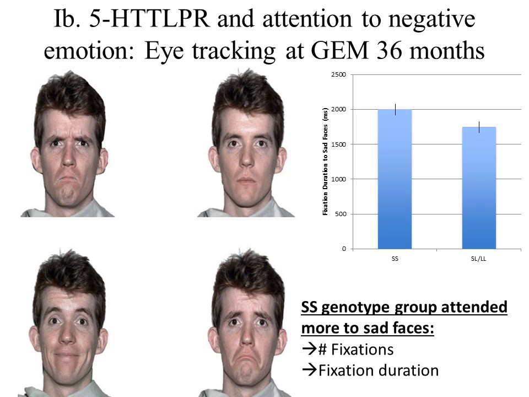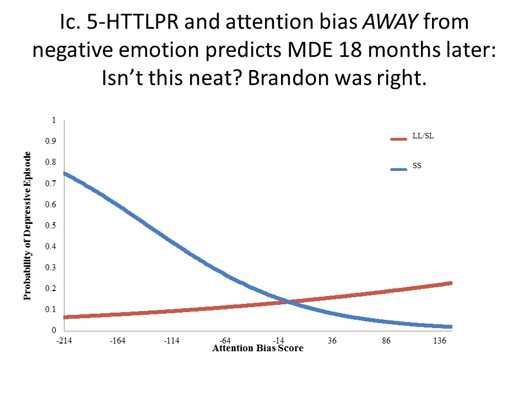We also have eye tracking data. This is done 3 years later, different method, different time, and this is basically a passive viewing task. And what you see here is that the SS genotype, they're attending more to sad faces. Number of fixations, fixation duration, different method, different time point, very similar result. These SS kids are attending more to negative emotion.